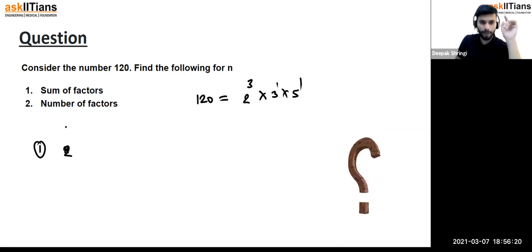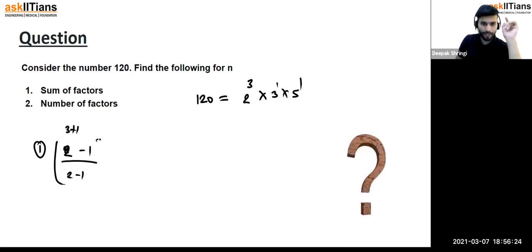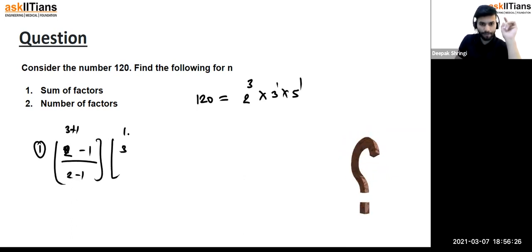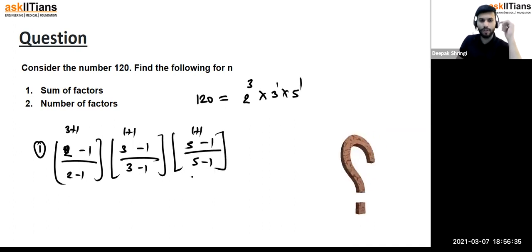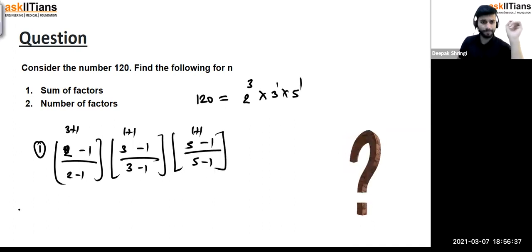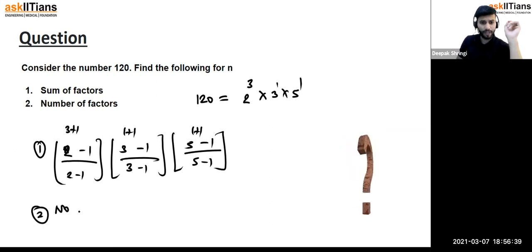So what will the formula be? 2 power 3 plus 1 minus 1 upon 2 minus 1. I used this before as well. I'm using the same thing again. 3 power 1 plus 1 minus 1 over 3 minus 1. And then 5 power 1 plus 1 minus 1 upon 5 minus 1, right? You solve it, you'll get the sum of factors. Simple. Second is the number of factors.